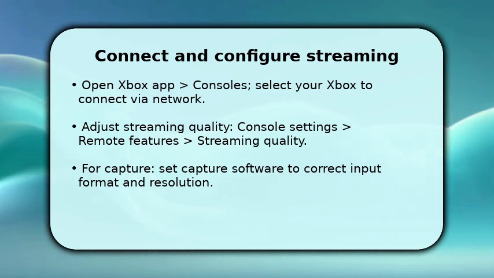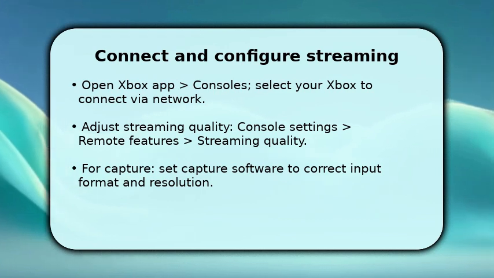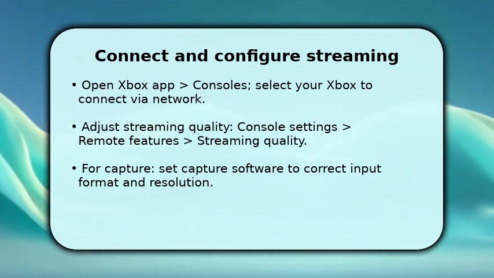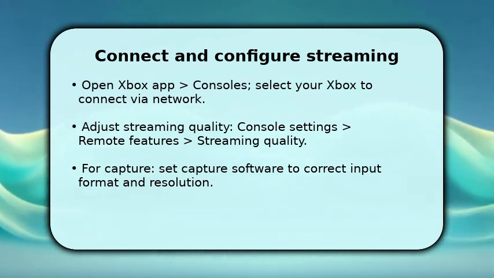If you're using a capture card instead, open OBS or game capture software, add the capture device, and set input to the card's HDMI resolution and 60Hz. Once configured, test a short clip to confirm audio and video sync.